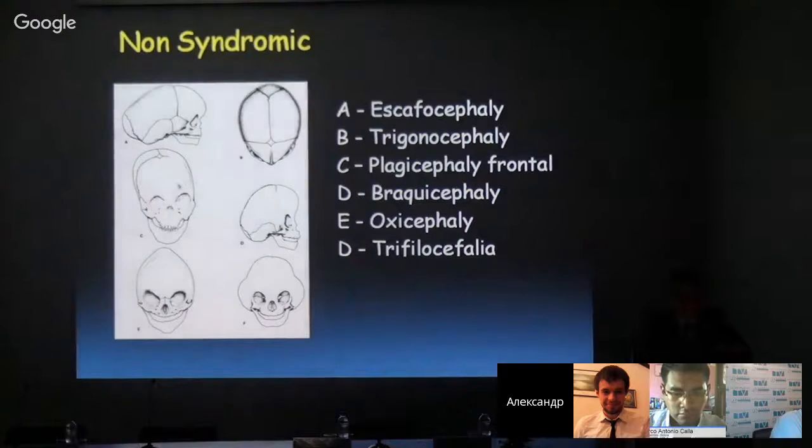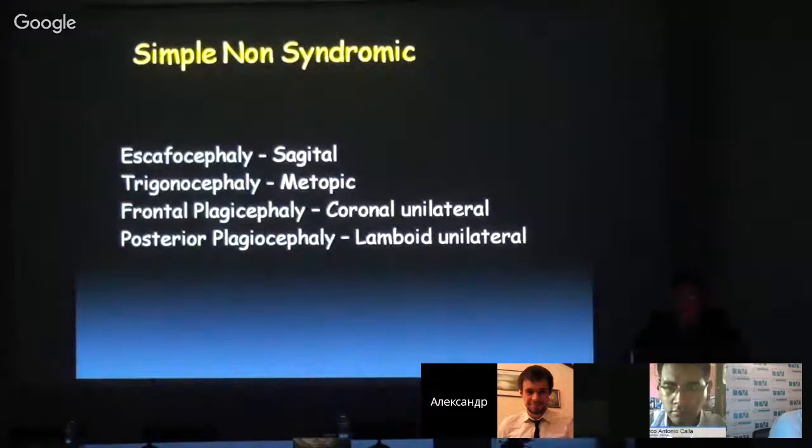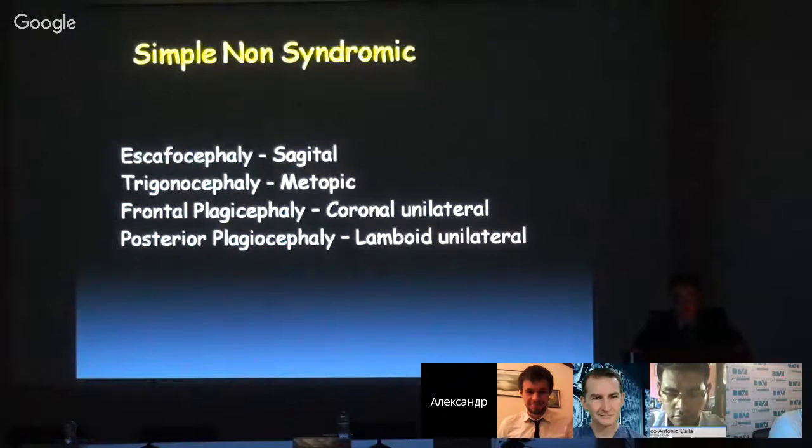The non-syndromic, basically we classify in scaphocephaly, trigonocephaly, plagiocephaly, frontal brachycephaly, oxycephaly, and trigonocephaly. Scaphocephaly is the closure of the sagittal suture. The metopic closure will produce trigonocephaly. Unilateral coronal closure will be the frontal plagiocephaly, and posterior plagiocephaly will be the closure of the lambdoid suture on only one side.